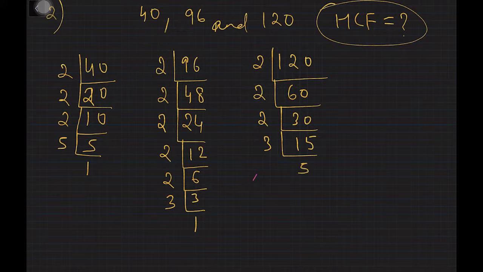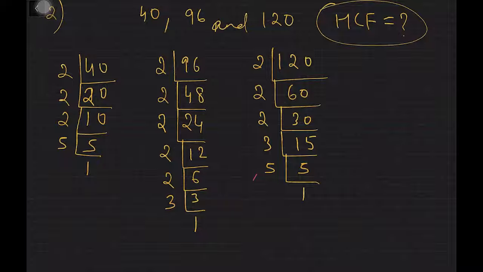3 5s are 15. We can't continue with 3 further because 3 doesn't divide 5. So we will have to take 5. 5 1s are 5. After doing this, like I said before, we need to map the common prime numbers of each number, that is 40, 96 and 120.